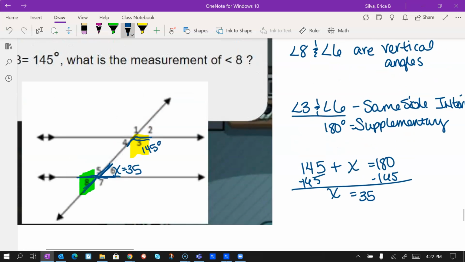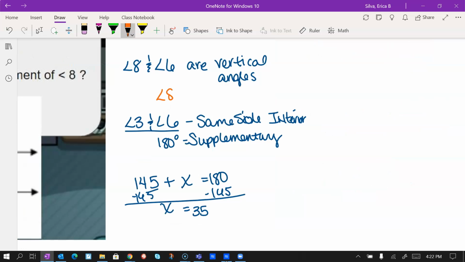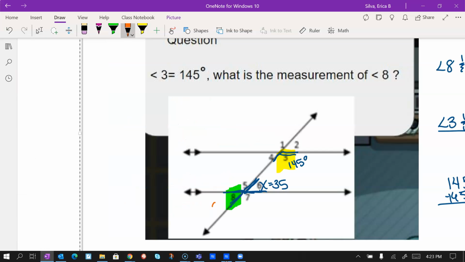And if your angle 6, which is 35 degrees, is a vertical angle with angle 8, then that means angle 8 is equal to angle 6. And if angle 6 is 35 degrees, that is also the measurement of angle 8. So angle 8 is 35 degrees.